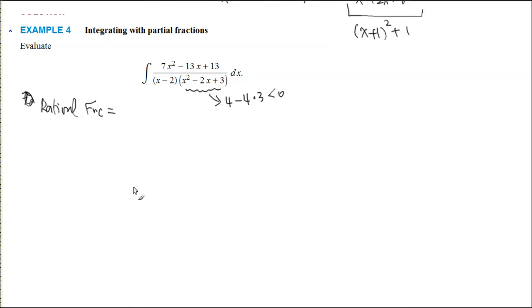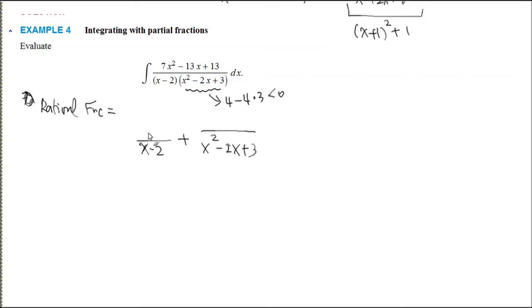So how does that split? x minus 2 and x squared minus 2x plus 3. Is that right? And there's no repeated factor. And these have no common factor. These have only complex roots.